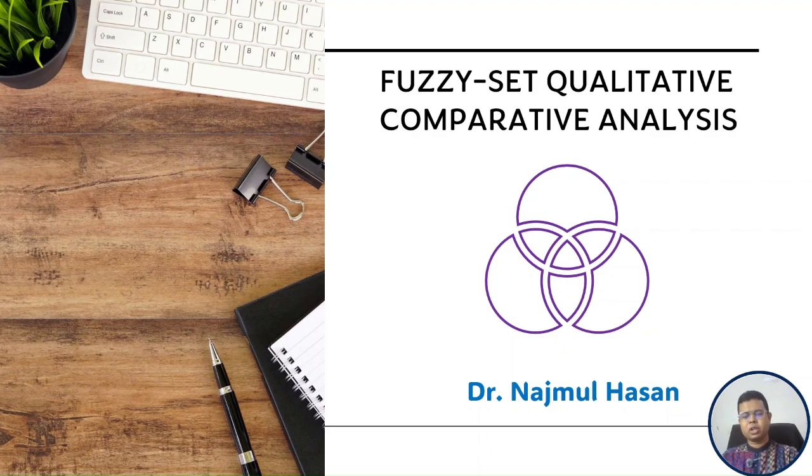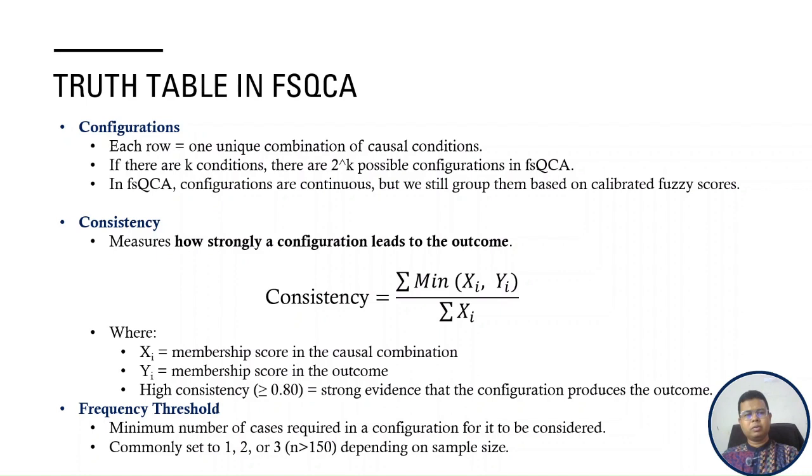So what is a truth table? A truth table represents some rows. Each row equals one unique combination of causal conditions. If there are k conditions, there are 2 to the power k possible configurations. In fsQCA, configurations are basically continuous, but we still group them based on the calibrated fuzzy score.